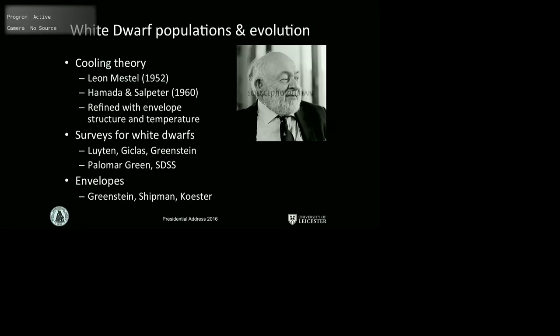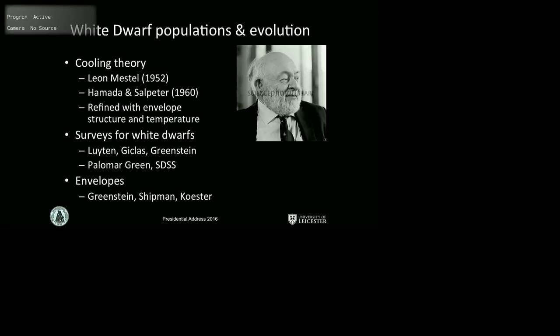That was refined by Hamada and Salpeter a few years later, and in the intervening time, more physicists and astronomers have added more sophisticated physics around differentiation of the structure of the core, around the composition of the envelope. But the basic theory remains and has become very important, and I'll describe a little bit more about that in a minute or two. But to actually do real astronomy, you need decent samples of stars.